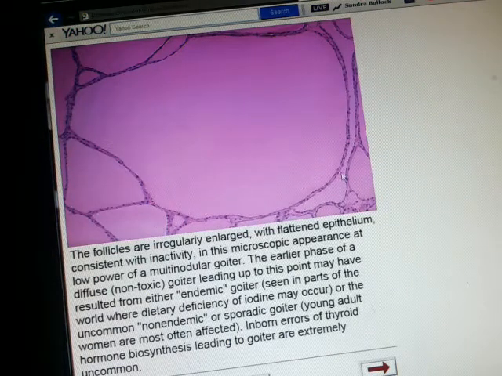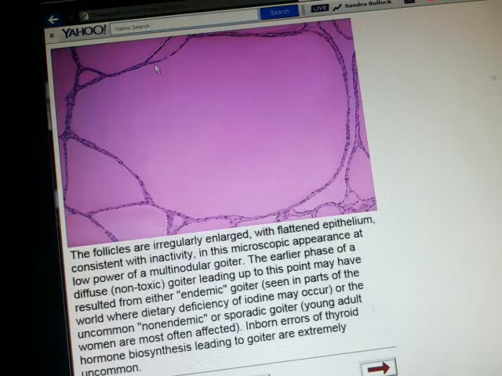In case of multinodular goiter, the follicles are cystically dilated and markedly enlarged, filled by homogeneous eosinophilic colloid, and the lining epithelium may get thin and not the simple cuboidal, but it becomes more flat than the usual simple cuboidal lining.